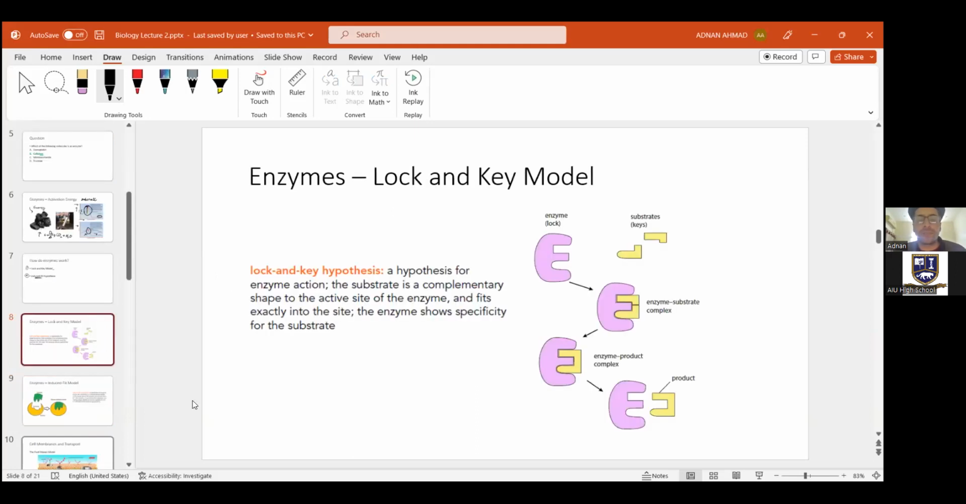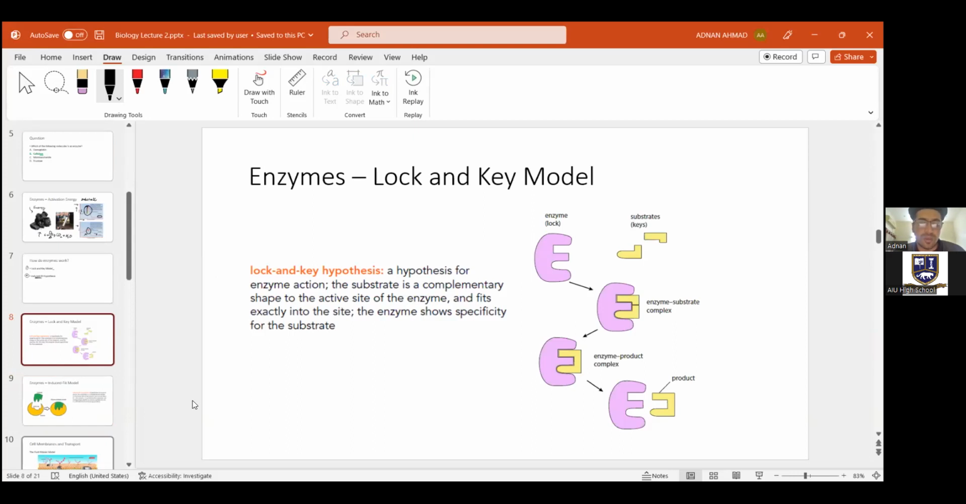Okay, so lock and key model. Just like a specialized key opens a lock, similarly, a special substrate can only fit into an enzyme. So this is the lock and key hypothesis, a hypothesis for enzyme action.